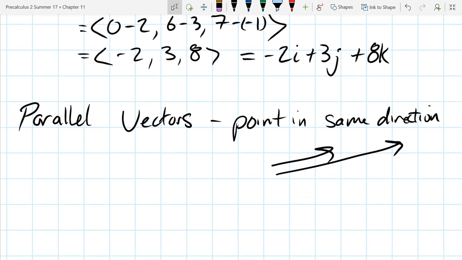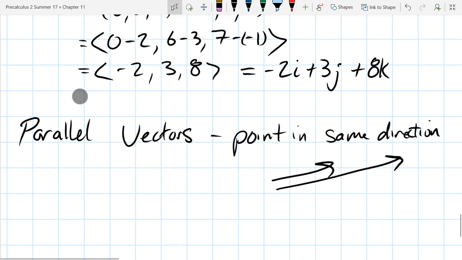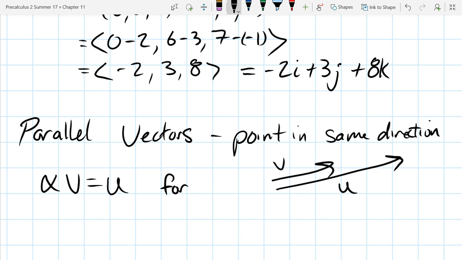All right, so how would you figure out if two vectors are parallel if you couldn't just look and see that they're pointing the same way? So if we call this vector v, and this one will be u. So they're going to point in the same direction if I can scale one of the vectors. So if I take v and make it longer, let's say it's twice as long, and then I get u, what relationship does that have? We write it down. So that would be alpha v equals u for some alpha. Now this is a scalar, but it needs to be greater than 0.